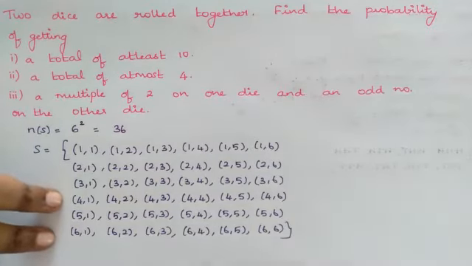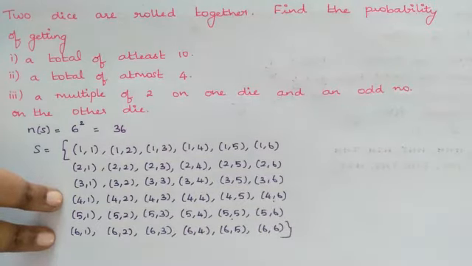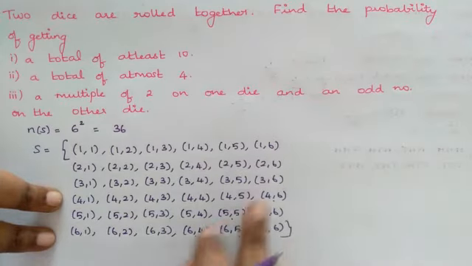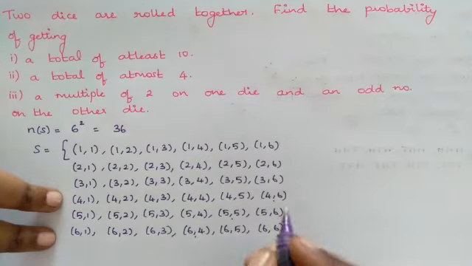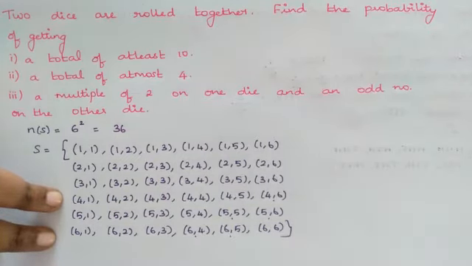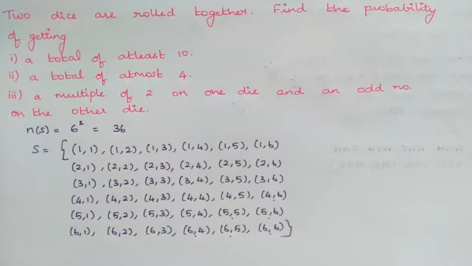Minimum 10. Can you see 4 comma 6, 4 plus 6 is 10. 5 comma 5, 5 plus 5 is 10. 6 comma 4, where 6 plus 4 is again 10. So these are the possibilities where we get 10. Next, 5 comma 6. Here 5 plus 6 is 11, so we can include that also. 6 comma 5, which is a total of 11, which we can also include. 6 comma 6, where the total is 12, so that also we can include. So these are the 6 possibilities where we get a total of at least 10.